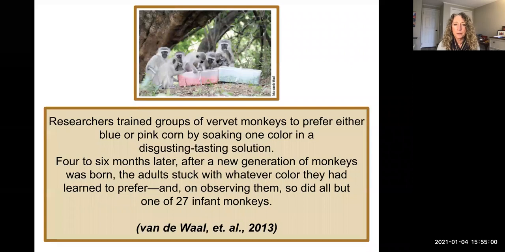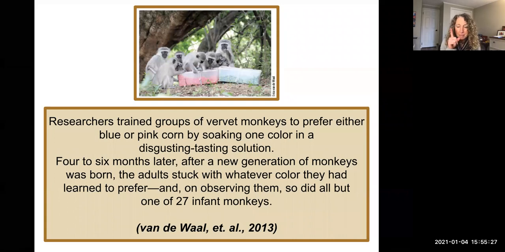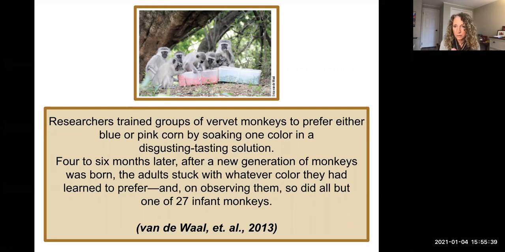All right, so another example, researchers trained a group of vervet monkeys to prefer either blue or pink corn by soaking one color in a disgusting tasting solution. And then 4 to 6 months later, the new generation of monkeys, when the adults had been exposed to the pink color or whichever color initially, just started only going to that particular color. But this is the key point: the infant monkeys just imitated, because of the modeling of the mother, and did the same thing. So maybe only went to the pink corn, etc. Once again, another example of modeling with animals.